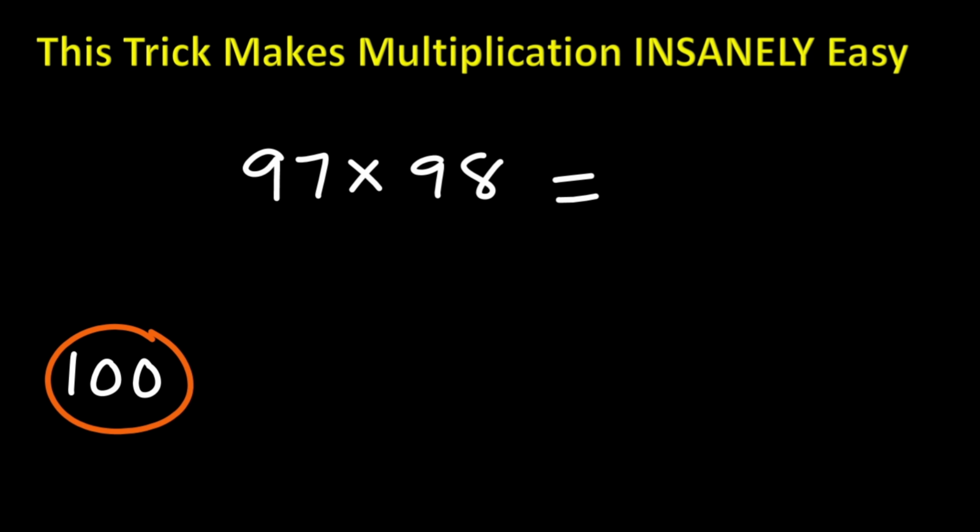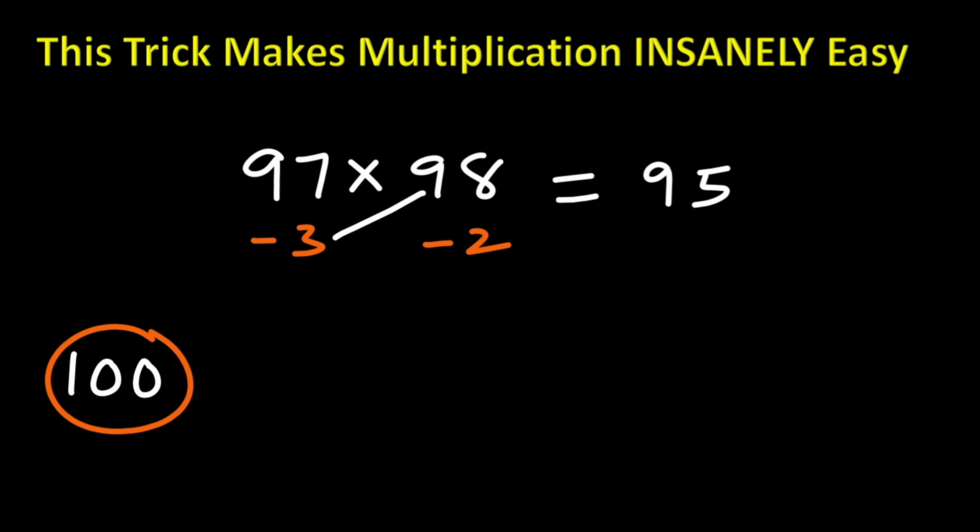See how we multiply 97 and 98. So how much is 97 less than 100? It's 3 less. How much is 98 less than 100? It's 2 less. So now we look at 98 minus 3. That's going to be 95.